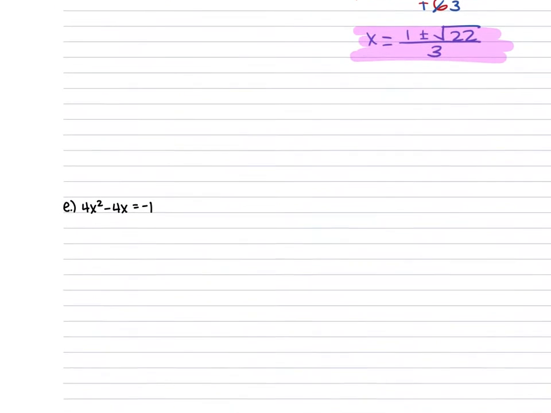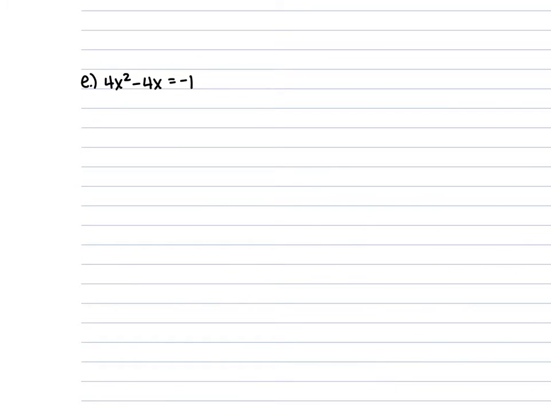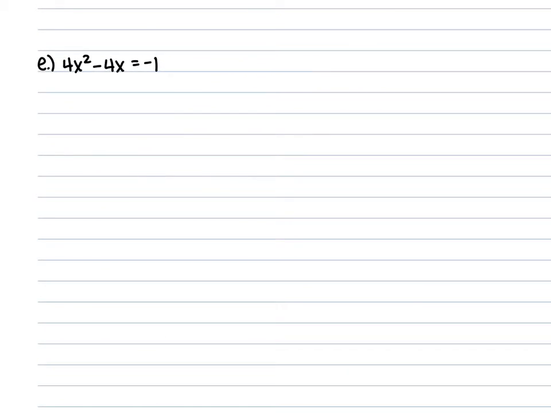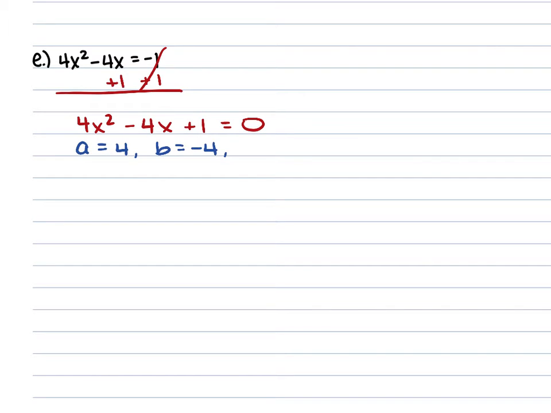For example E, we're given 4x squared minus 4x is equal to negative 1. All of our terms on this one are not on the same side, so we want to move that negative 1 over to begin with. So we're going to add it to both sides. This leaves us with 4x squared minus 4x plus 1 is equal to 0. This gives us an a of 4, a b of negative 4, and a c of 1.